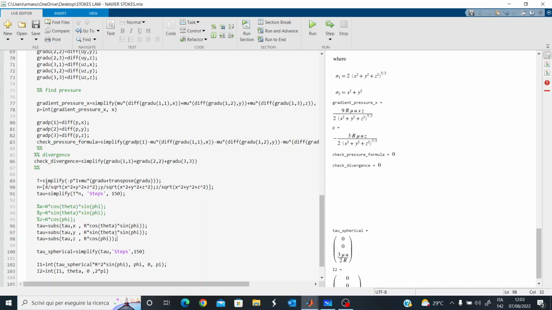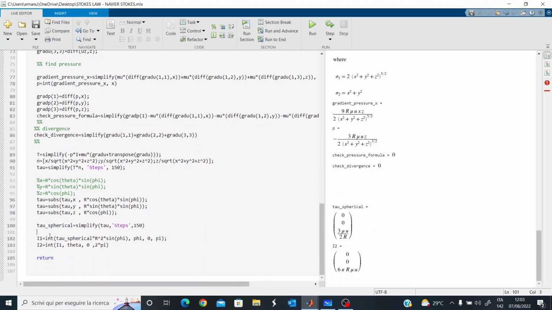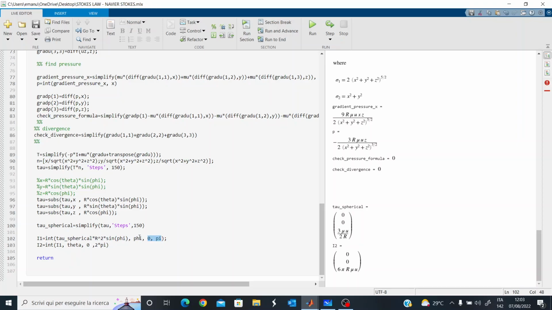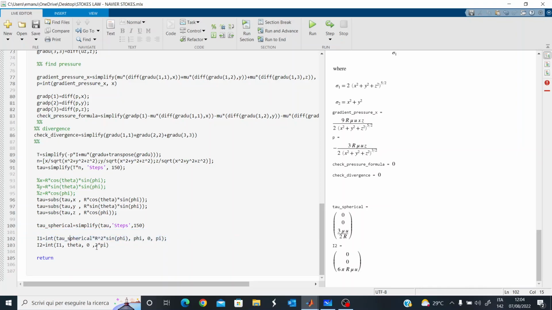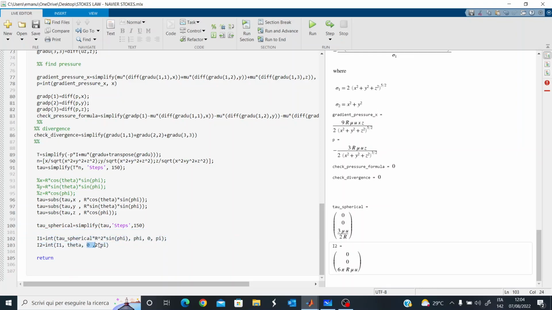So I was getting ready to write tau in spherical coordinates. And so I have called the vector tau spherical. You can see that I have renamed tau as tau spherical because I have rewritten it in spherical coordinates. And then I do one first integration, this one here. I integrate over phi from 0 to pi. And I integrate the function tau spherical, but I also have to remember to multiply by the Jacobian of my integral, which is r squared sine phi. So I do this integral first, and then I finally integrate over theta from 0 to 2 pi.